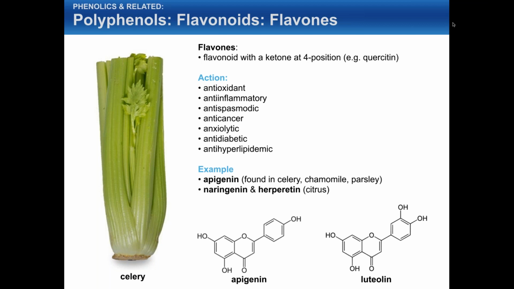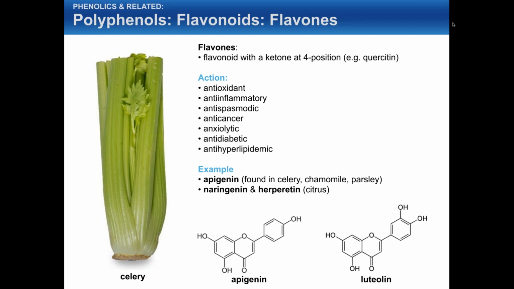Two really important ones that I can think of are apigenin and luteolin. These are found in lots of different vegetables and in herbs as well. Celery has a lot of health benefits associated with it. Some of them are related to the flavonoids, and some are going to be related to other compounds, including phthalides, I suspect.